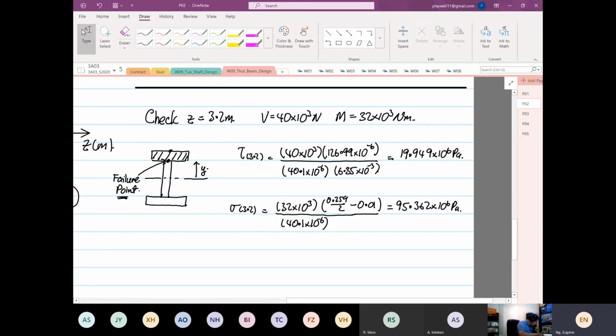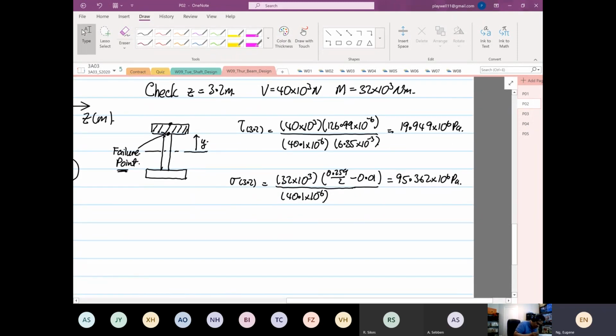Okay. So the next thing we have to do now is apply Mohr's circle. So what have we calculated? If we go back to an element, we calculated that over here you have a tensile stress. Tensile and compression are the same for this case because the geometry is symmetrical. So we have 95.362 times 10 to the power 6, and then you have a shear of 19.949 times 10 to the power 6. Okay. So if we follow our transformation, this will be our Y, this will be our Z. Now we have to find the principal stress.